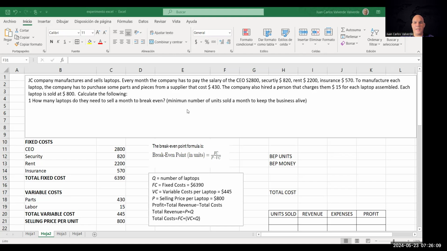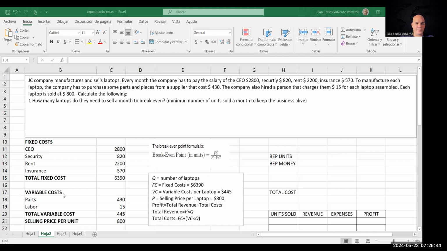Okay. Now let's sort them out. Let's classify the costs here. We divide the costs in two different categories. Number one is fixed costs: the CEO, security, rent, insurance. I repeat, because these costs do not change when my production increases or decreases. Even if the company doesn't produce anything, you still have to pay these costs every month. That's why they're called fixed costs. So I add them up, and total fixed cost is $6,390.